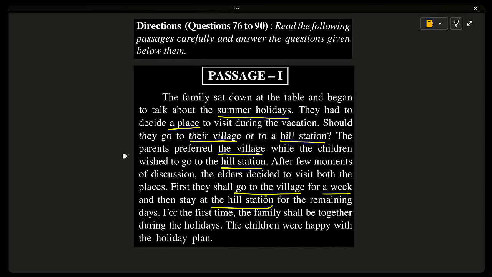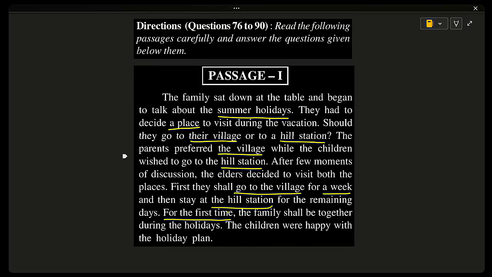And for the first time, the family will be together during holidays. For the first time, what does it mean? From the childhood of the children, maybe the parents are busy in their work, doing their own work. They are not getting the full family time. That means if mother is there, father is busy in work. If father is there, mother is busy in work. If both are free, children are at school. So the complete family is not together. For the first time, they will be together during the holidays.